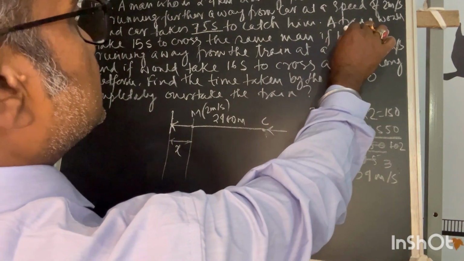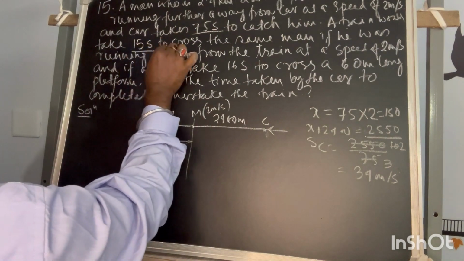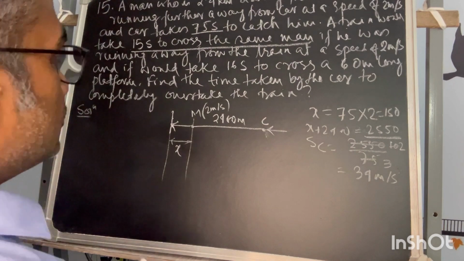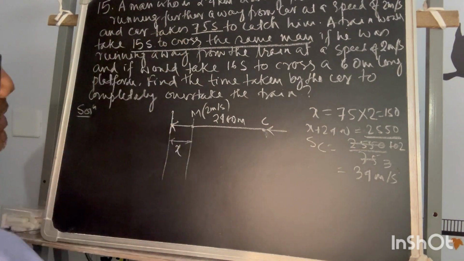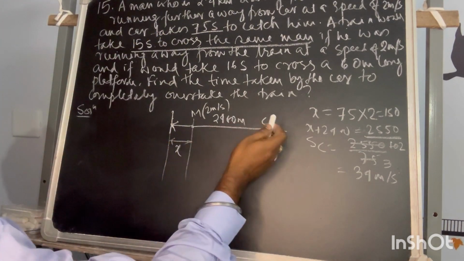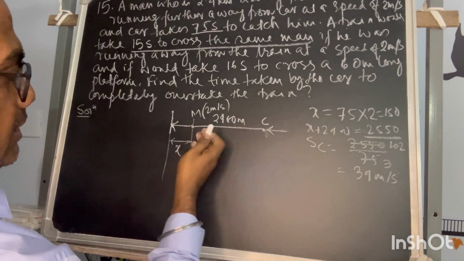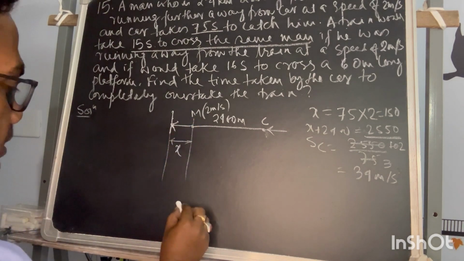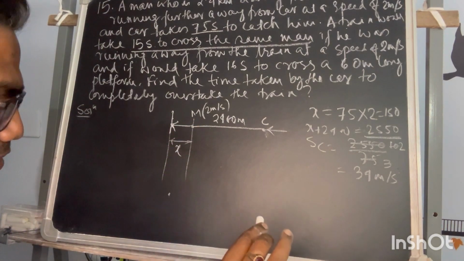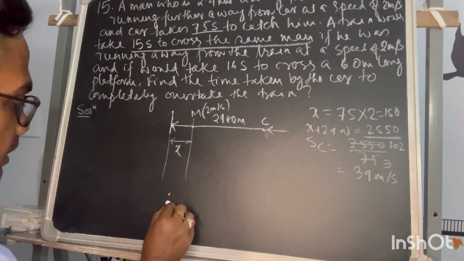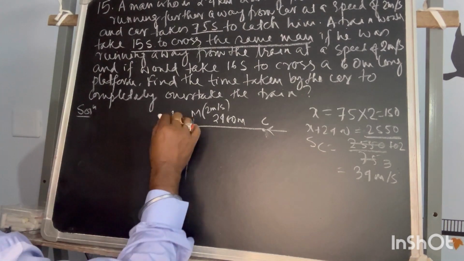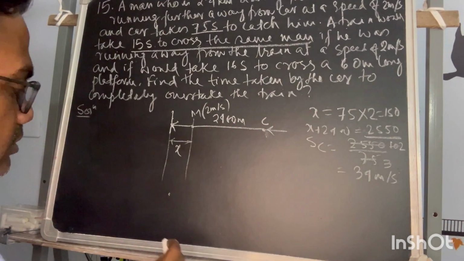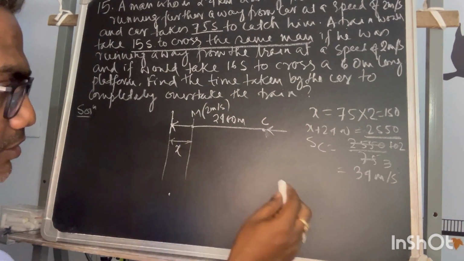So the train would take 15 seconds to cross the same man, and the train is also moving in this direction. In whatever position it is, the initial distance is not there, but when the train is crossing a point, the person's width or length with respect to the train is negligible, so I am not adding any length to the train.